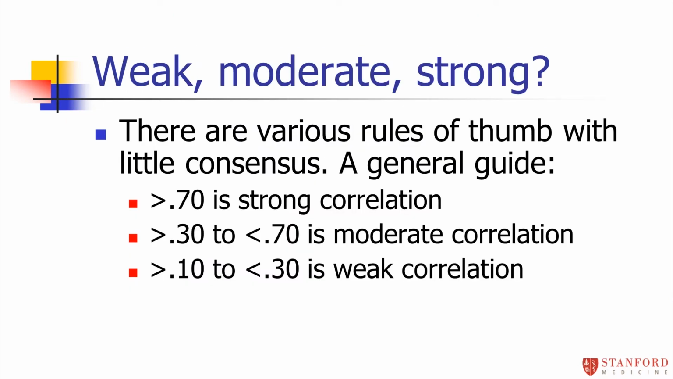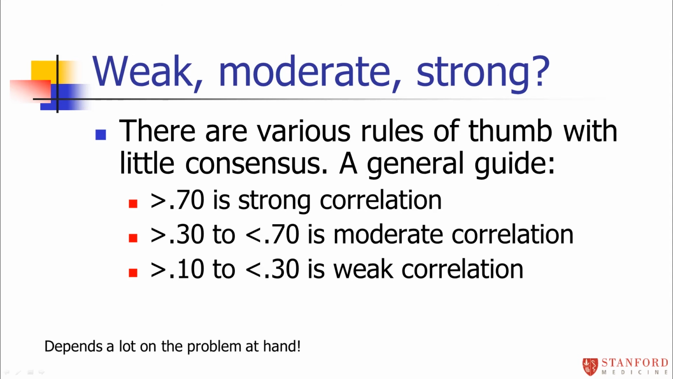People like to take the correlation coefficient and try to have a benchmark for what's strong correlation, what's moderate, what's weak. There's various rules of thumb running around out there, with little consensus; you'll hear different things from different people. But a general guide that you might use is if you're above 0.7, that represents strong correlation. Between 0.3 and 0.7 is moderate correlation. Maybe 0.1 to 0.3 would be very weak correlation. And anything other than that is basically pretty close to zero. That's just one rule of thumb, one guideline.